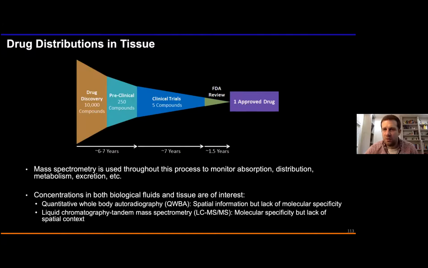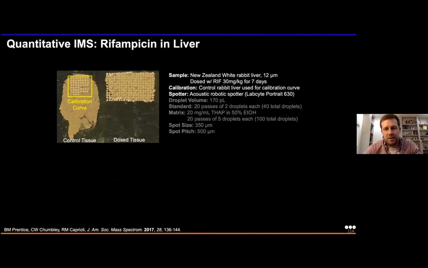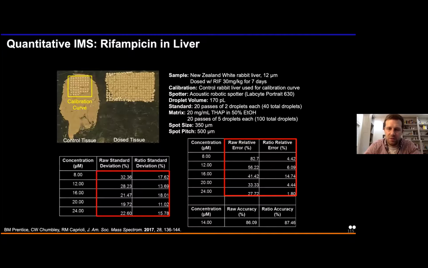Typically, this is done with something like LC-MS, but again, we lose spatial context with the LC-MS measurement. So we'd like to be able to spatially monitor where the drug goes throughout its development in the body, or the body of an animal, as well as how much of it is there. And so we can do quantitative imaging mass spectrometry.